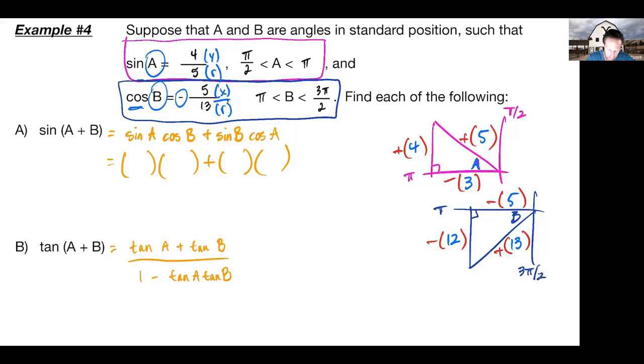So they already gave me that the sine of A is 4/5 and the cosine of B is negative 5/13. So all we would have to come up with on our own, which is why we did what we did over here, is the sine of B and the cosine of A. Just make sure you're playing in the proper places or quadrants.